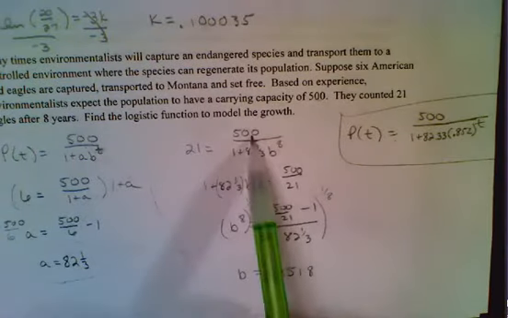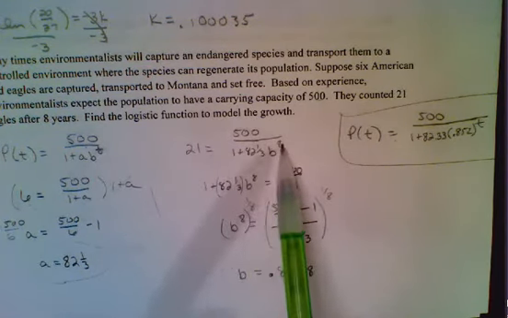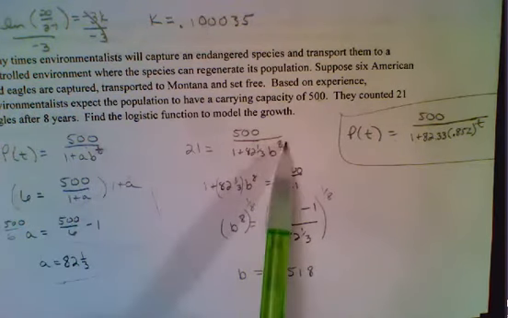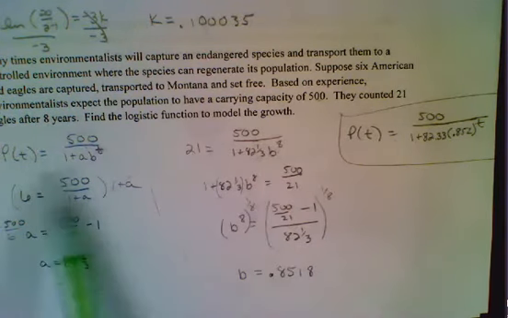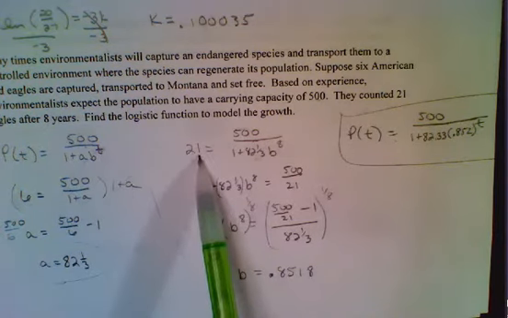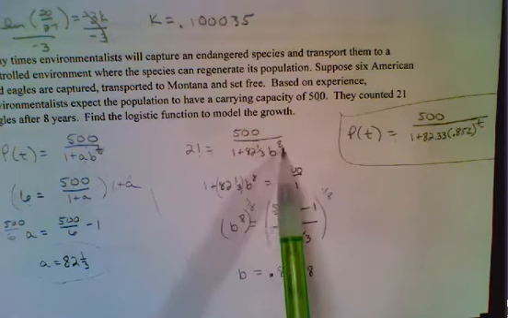So then you're going to go back and plug that in again. I have my 500. It's 1 plus that A value now times B to the T. Now they tell me that after 8 years, so when T is 8, so I'm taking this formula, I know A now, I'm plugging in T is 8, I know the population is 21. So I set 21 equal to 500 over 1 plus my A value times B to the 8th power.